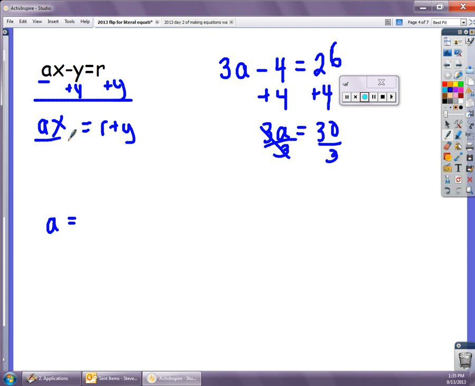Well, same thing over here. I'm going to divide by x on both sides. That'll cancel out on this side, and I'm left with a equals r plus y divided by x. And remember, this is a totally acceptable answer.